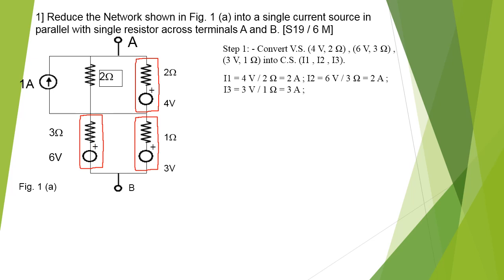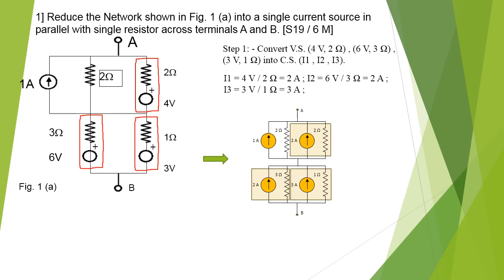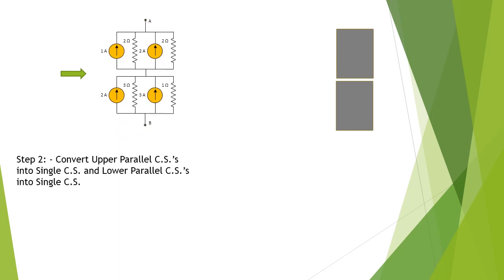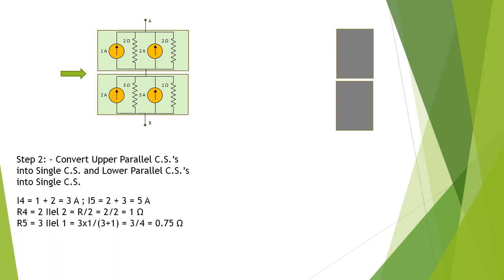Now replace these voltage sources by current sources. You get this circuit. Now the upper part of the current sources get connected in parallel, and the lower part again gets connected in parallel. We have this circuit. Step number 2: convert the upper parallel current sources and lower parallel current sources into a single current source each.